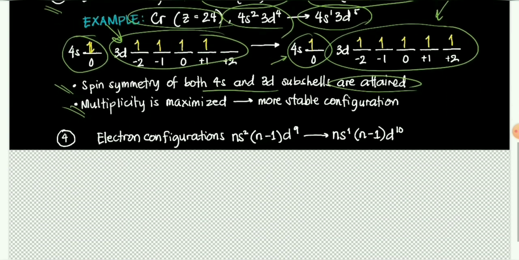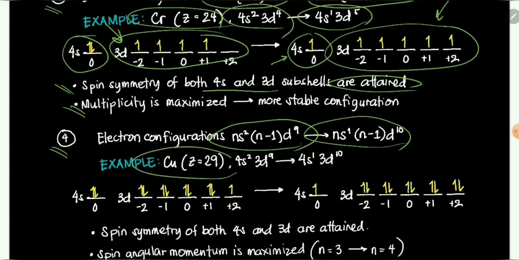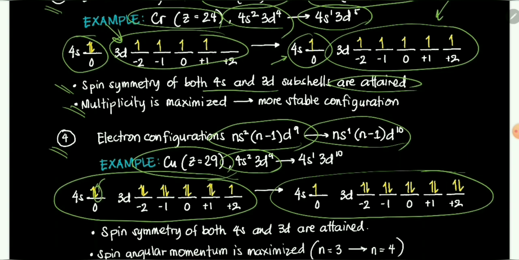Okay? So, finally, we have electron configurations ns2, (n-1)d9, nagiging ns1, (n-1)d10. So, that's the case for copper. Yung copper, ganito yung electron configuration niya kapag isusulat nyo kasi that's 4s2, 3d9. Pero na-observe nila, nagiging 4s1, 3d10. So, kapag yung electron ng 4s na 'to nilagay mo doon, nagiging symmetric pareho yung kanilang subshells with respect to the charge.